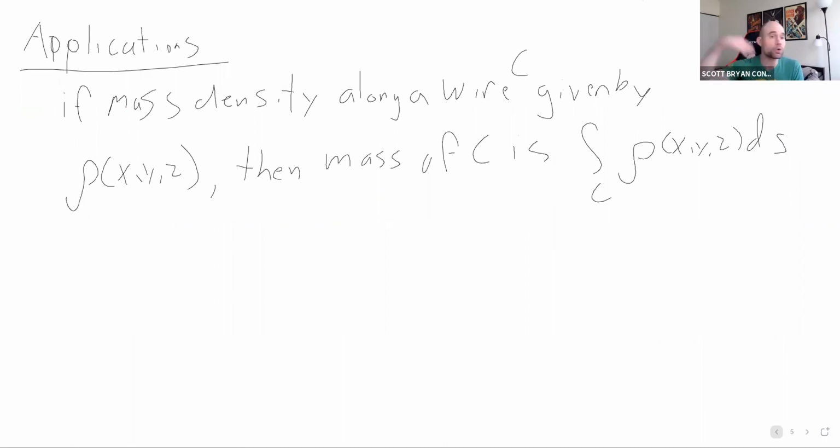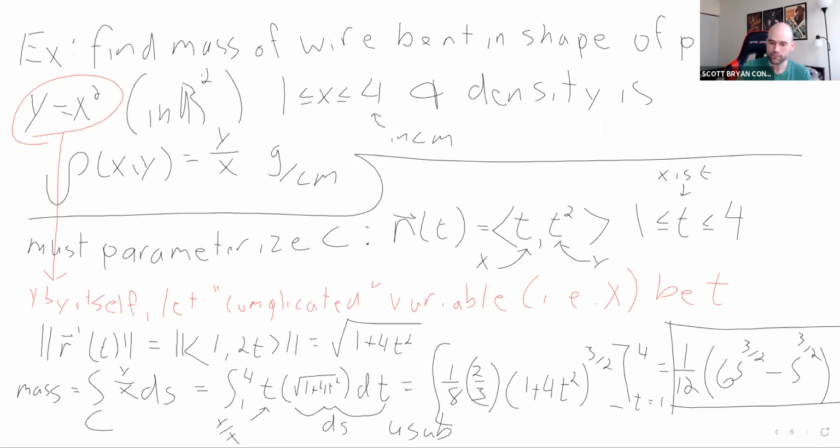It's the same thing. Whether you have a charge density, population density, or mass density, if you want to find the total, you integrate the density. But if you're integrating along a curve, then it's a line integral in this case. Okay. Any questions about scalar line integrals?